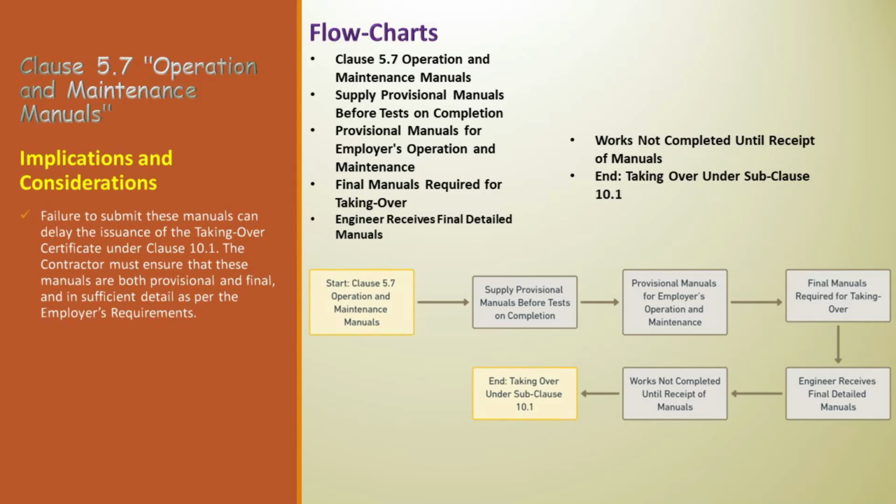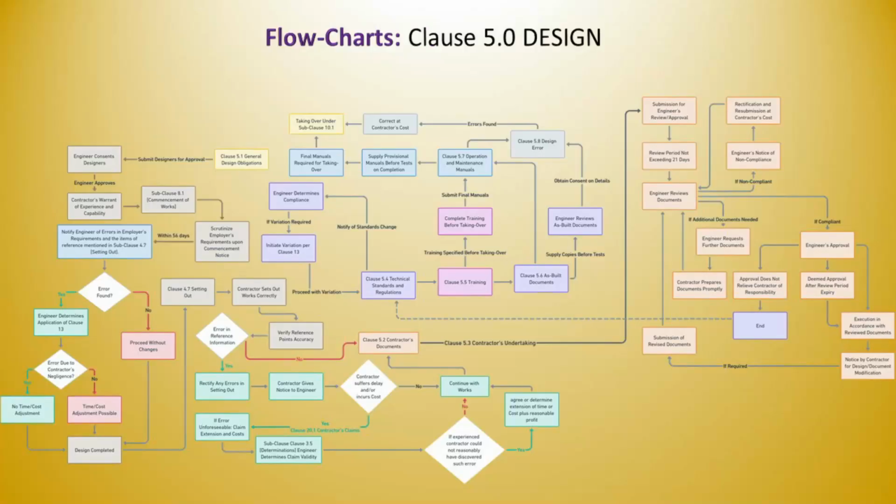The works are not deemed completed for the purposes of taking over until the engineer has received the final operation and maintenance manuals, and taking over under Subclause 10.1. This is the end of the process. The taking over of the works by the employer is contingent upon the engineer's receipt of the final manuals, as governed by Subclause 10.1. Now this is where things get interesting.